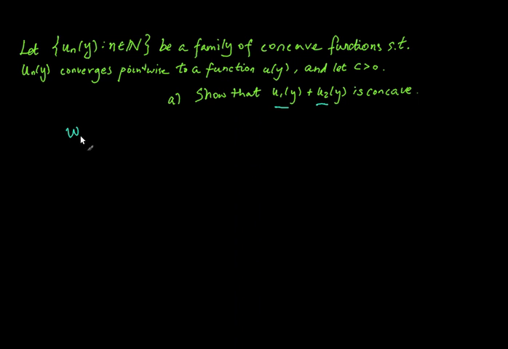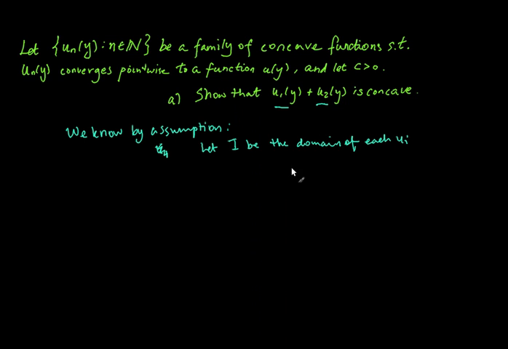Well, what do we know? We know, by assumption, that u1 and u2 are both concave. So that means that u1 satisfies the definition of concavity and u2 satisfies the definition of concavity. And what does that mean? Well, let I be the domain of each of these ui's, and let's just assume that these functions u1, u2, u3, etc. all have the same domain. Well then, given x and z in I, where these two are different, so notice I'm actually just writing down the definition now, we know that the following two inequalities hold.